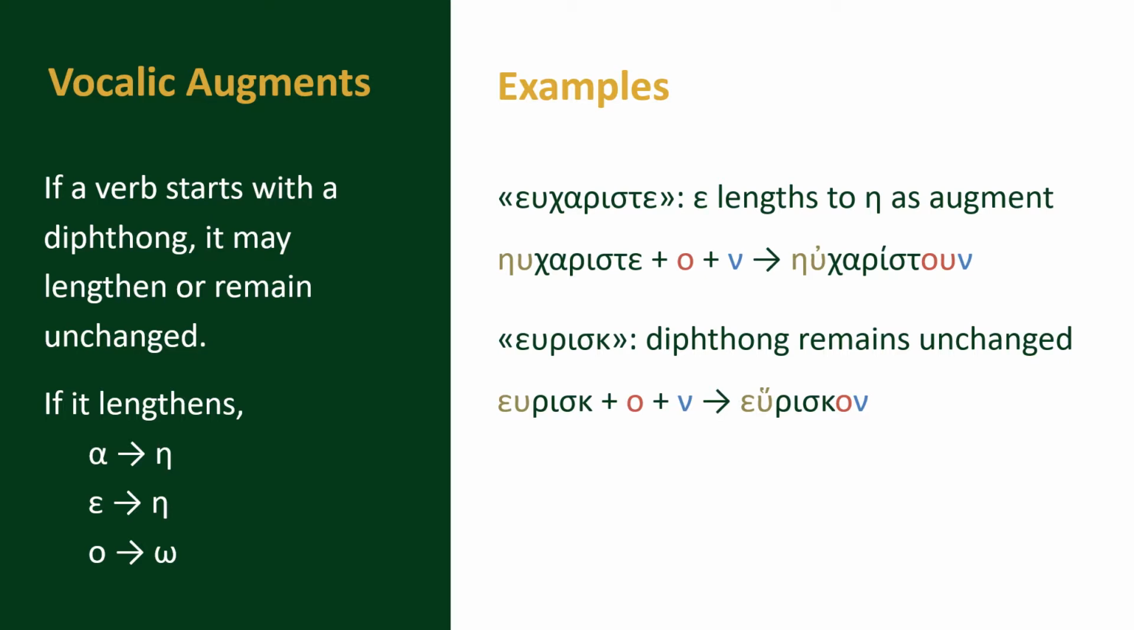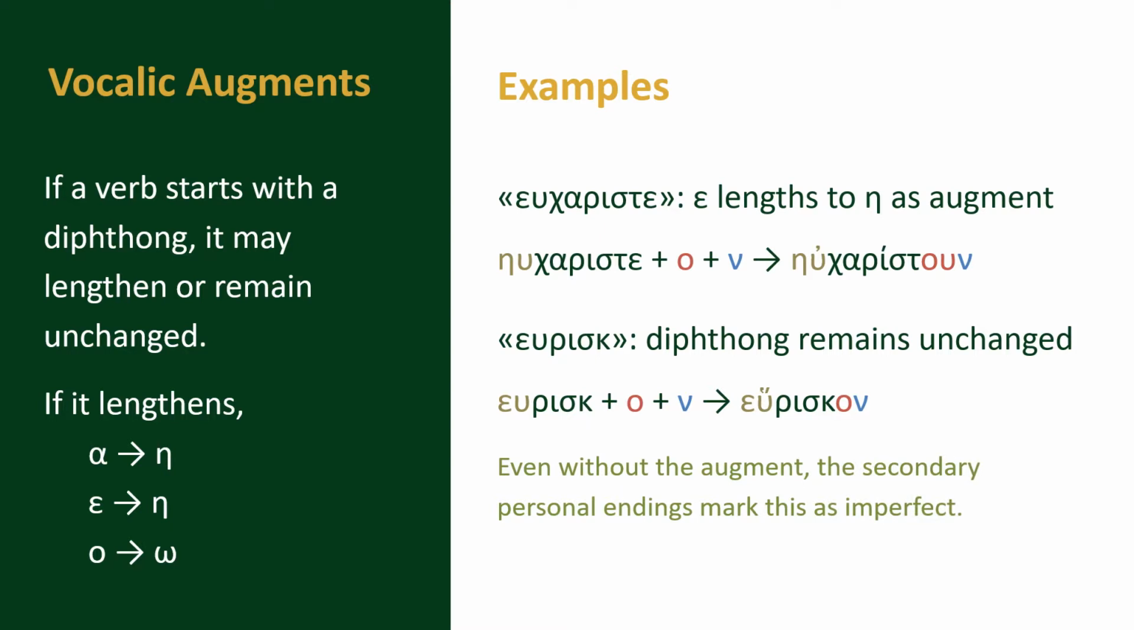So both verbs begin with the same diphthong. In one instance, we see that the epsilon lengthens as a normal vocalic augment. In the other one, it doesn't lengthen. This is typical. Both are possible. But even without the augment, we can see the secondary personal endings on heuriskon, which mark it as an imperfect. So vocalic augments for verbs that begin with diphthongs, be aware they may lengthen or they may remain unchanged. If they lengthen, they do so according to the normal patterns, alpha and epsilon going to eta, and omicron going to omega.